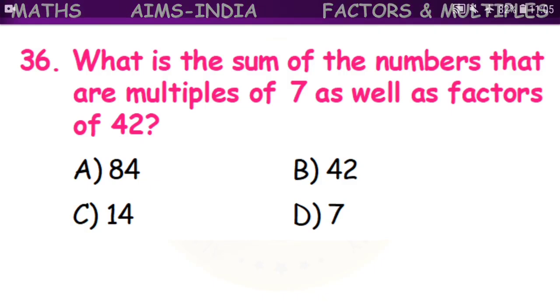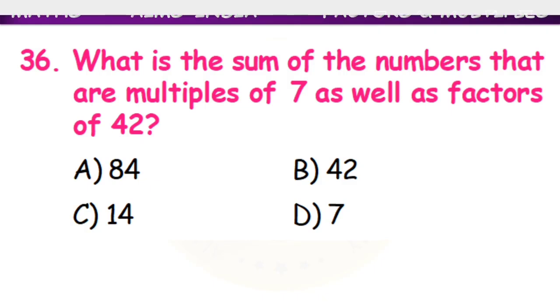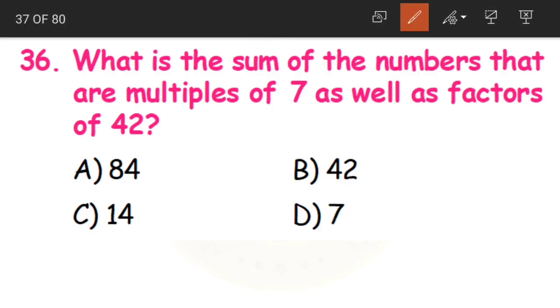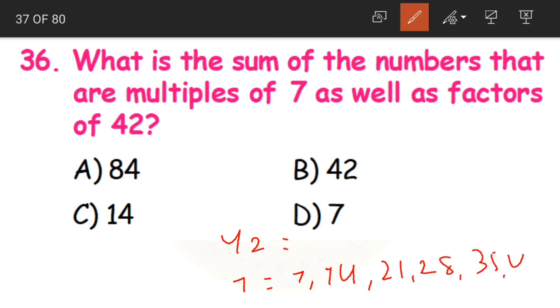Next. What is the sum of the numbers that are multiples of 7 as well as factors of 42? Now what are the multiples of 7? 7 ones are 7, 7 twos are 14, 7 threes are 21. Okay, I'll write till here. Then let me write the factors of 42.